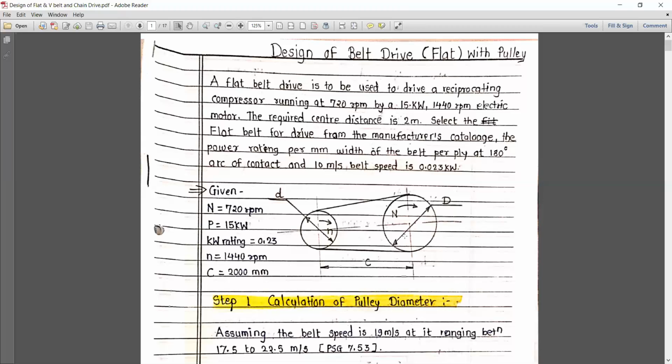The belt speed is 0.028 kilowatt. Okay, this is the value of 0.023. It is nothing but a power rating. Okay, so you should use this power rating for further calculation.